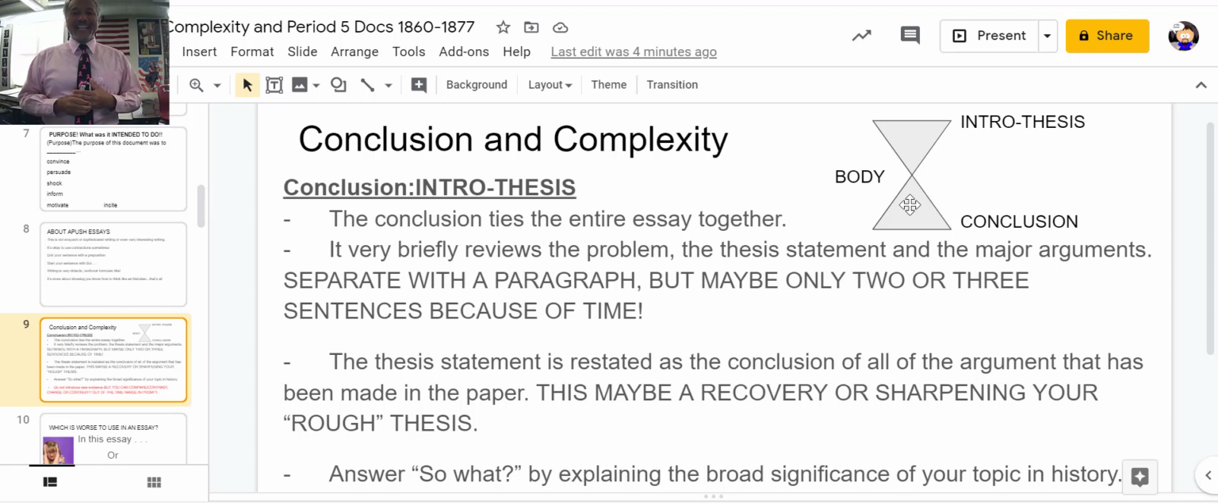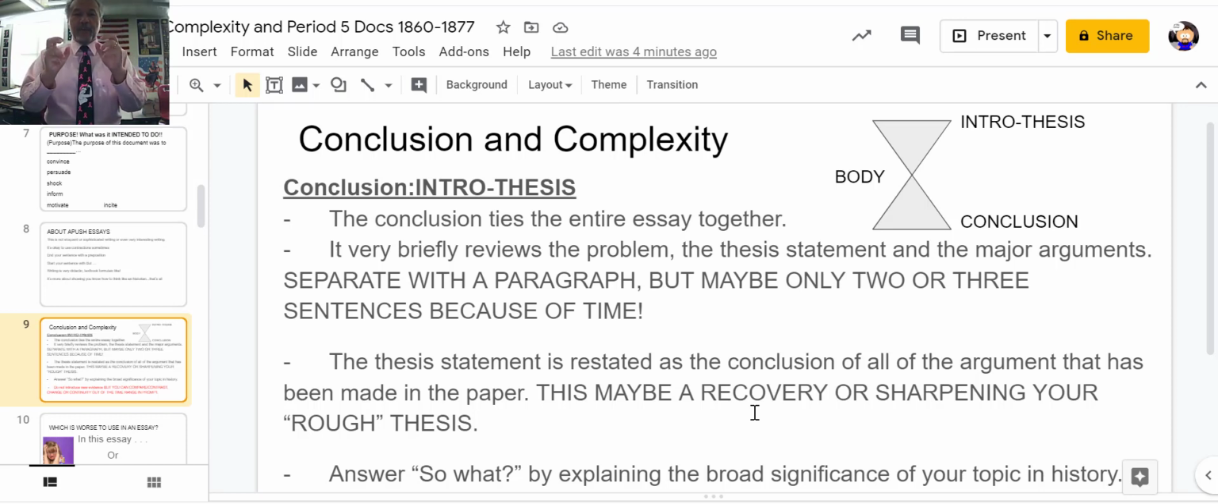I've seen essays get perfect scores, out of 7, and they didn't really have a conclusion. They had maybe one sentence, or there's not really a conclusion there. So it's not absolutely necessary. It's nice because, I've said this on the third one, maybe a recovery or sharpening of your rough thesis.